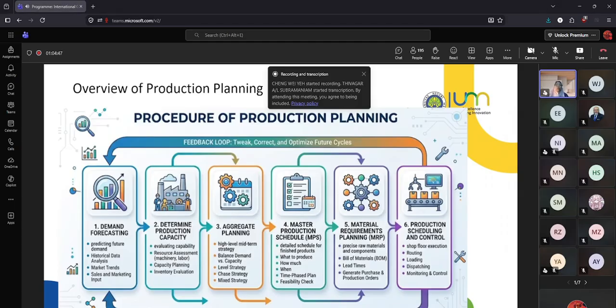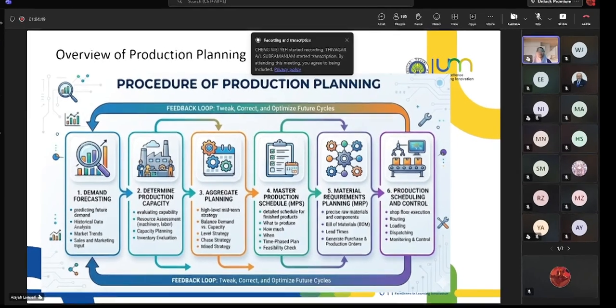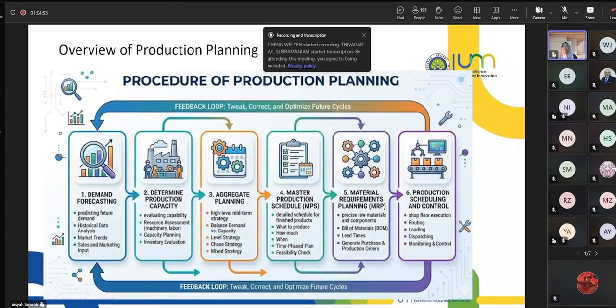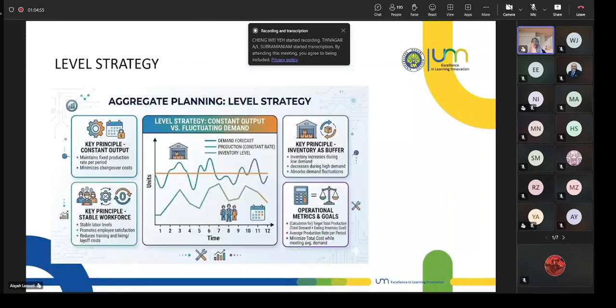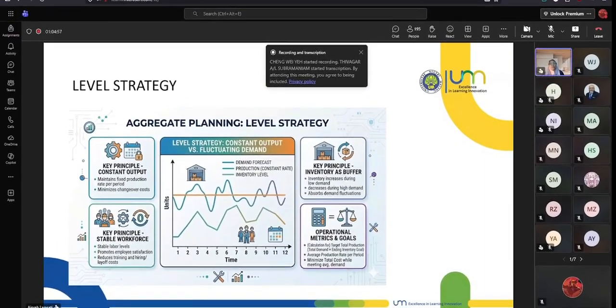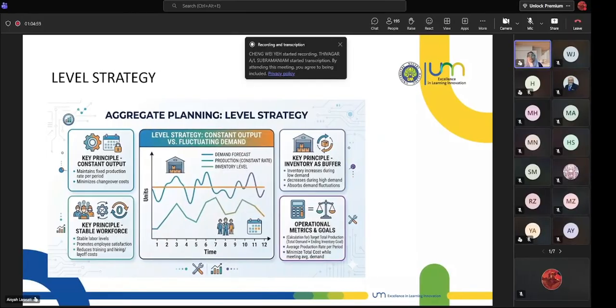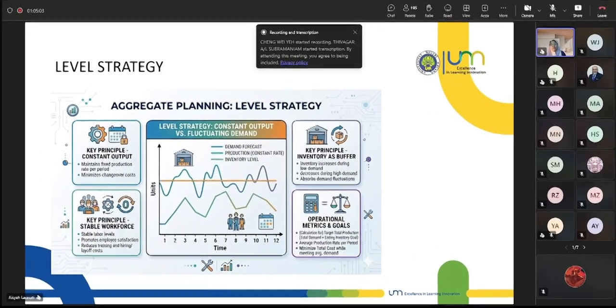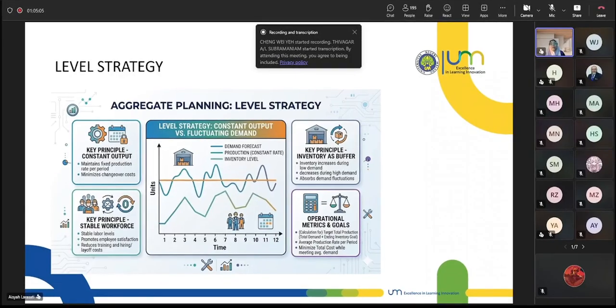So today we will focus on the aggregate planning. So the number 3. Previously, I already talked that in common, there are 3 strategies for aggregate planning. We have the leveling strategy.